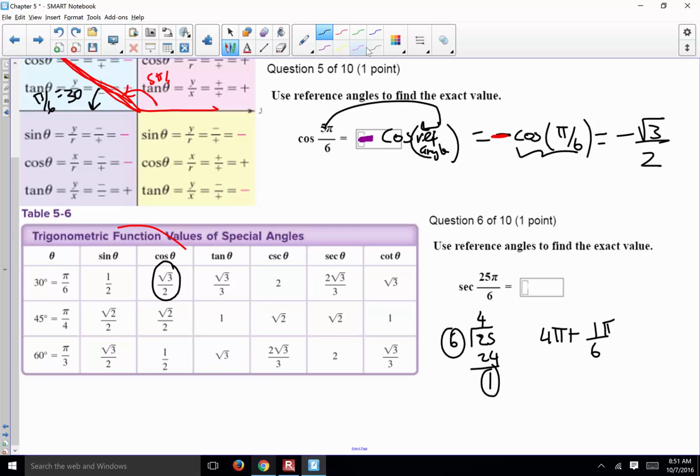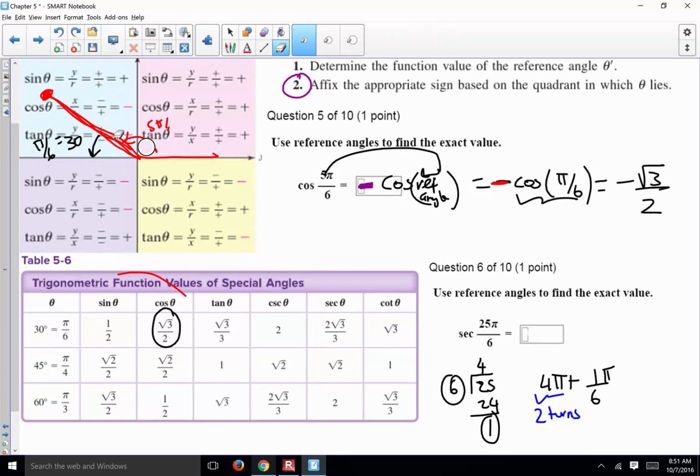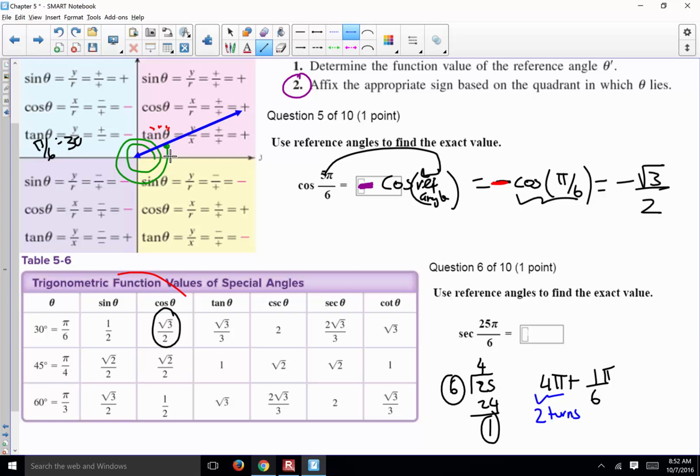Well, isn't 4 pi 2 turns? So you are making 2 turns here. 1 turn, 2 turns, and go 30 more. Pi over 6, 30 more, I'm stopping here. So this is your angle.